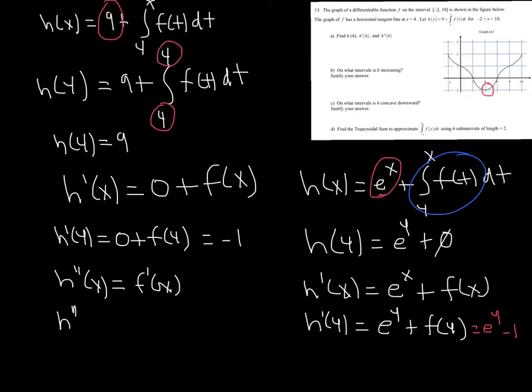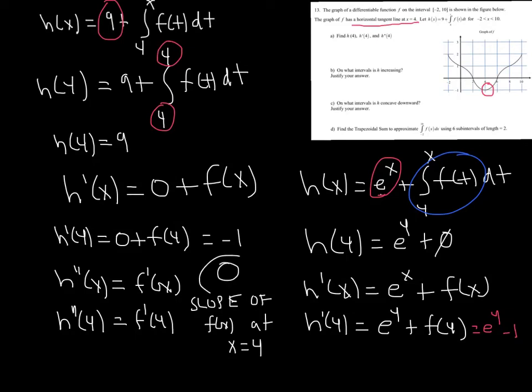So h double prime of 4 is really f prime of 4, or the slope of f of x at x equals 4. And it tells you in the problem that there is a horizontal tangent line at x equals 4, so that means the slope of that graph is 0. So the answer for h double prime of 4 would be 0.